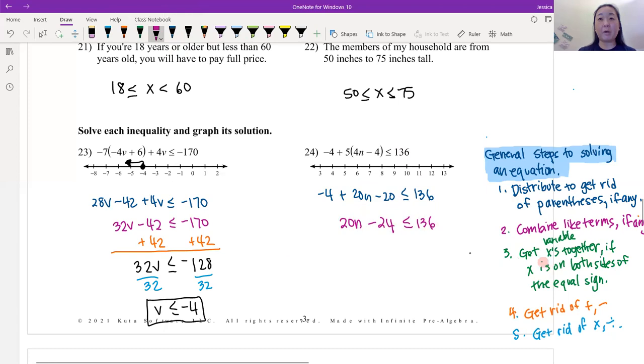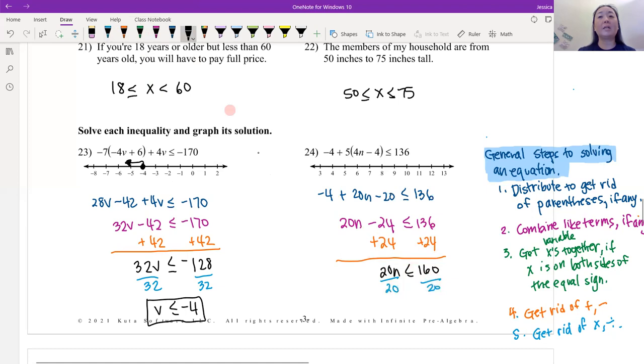I don't have to do the green part because I only have it on one side. So I'm going to go straight to the orange, which is get rid of the plus or minus. You see how it's the same theme every time? It doesn't change. It's always the same. So 20n is less than or equal to 160. Right? And then the last step, divide by 20.